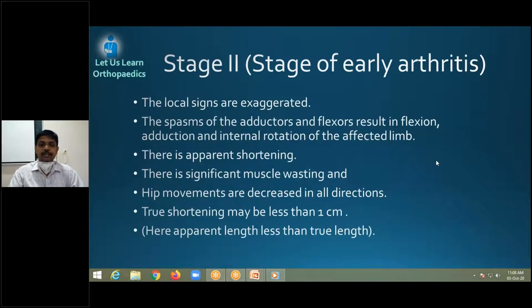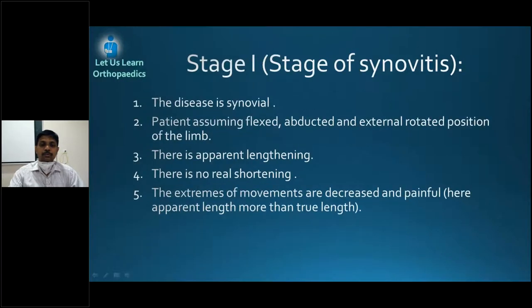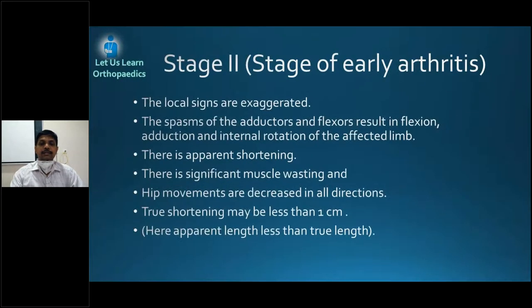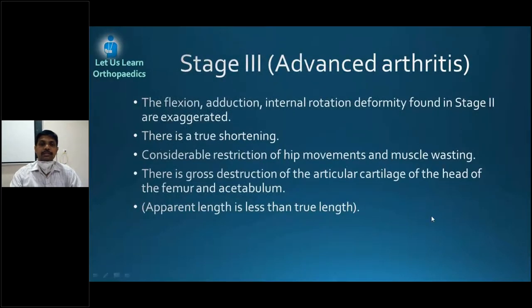In the stage of synovitis, the apparent length is more than the true length, whereas here the apparent length is less than the true length. And coming to the third stage, it is the stage of advanced arthritis. The flexion, adduction and internal rotation deformity found in stage 2 are exaggerated because the whole of the cartilage has been destroyed, and here the shortening will be more than 1 centimeter.